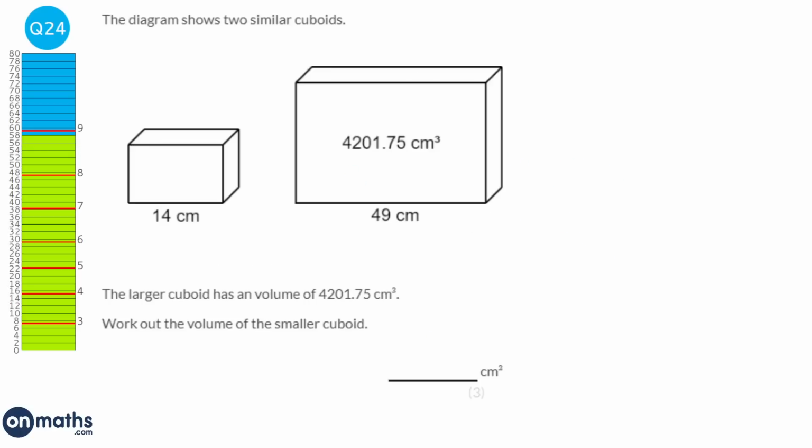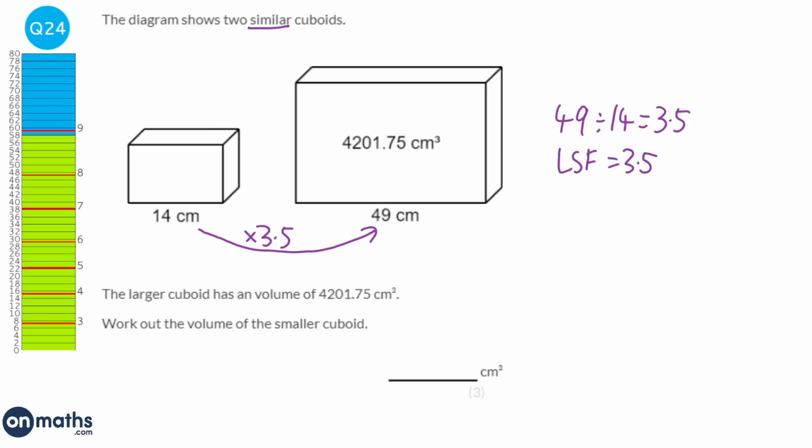So we're told that the two cuboids are similar, which means we can have a scale factor, and we can work out the linear scale factor straight away to find out what we times the 14 by to get to the 49. We're going to do 49 divided by 14, big one divided by small one, and that gives us, no, 3.5. Okay, so we times it by 3.5. So 14 times 3.5 is 49. But that is the linear scale factor.